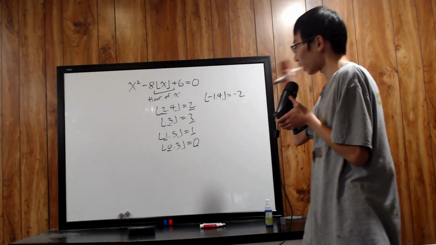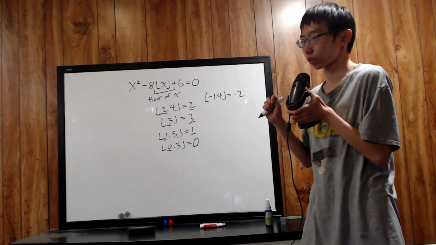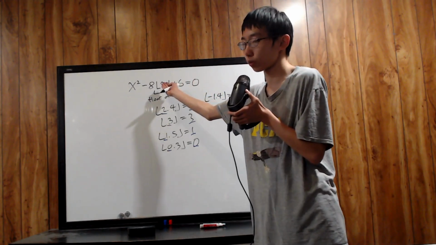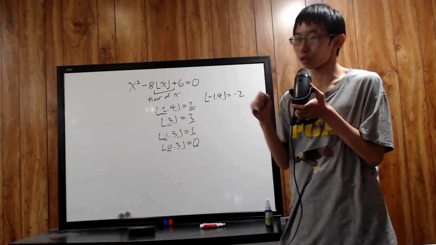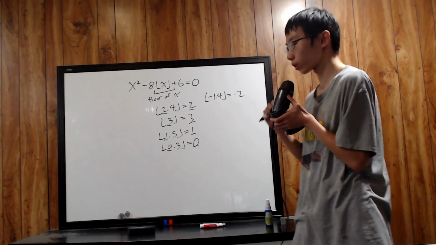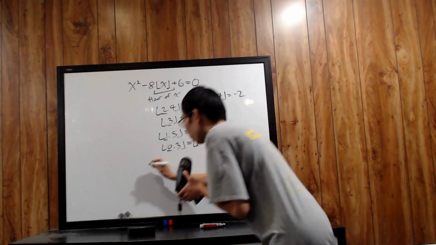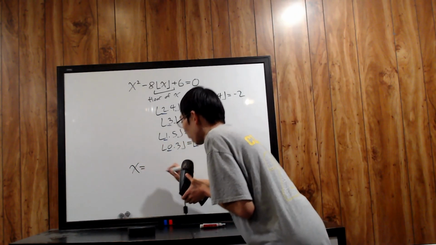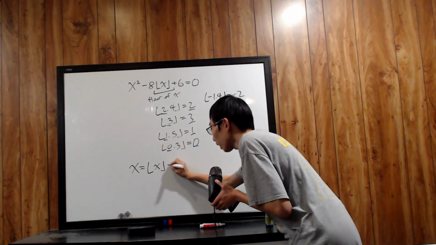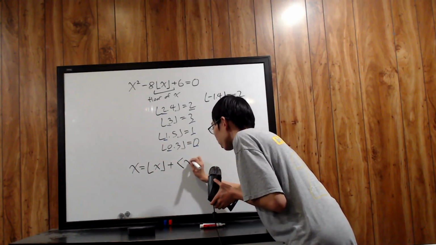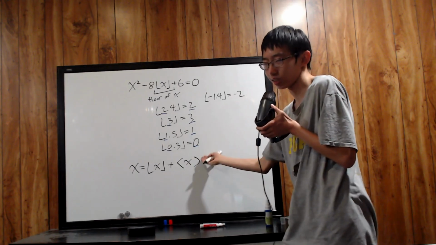So now that we know this, we might be shaking a little bit. How are we supposed to deal with this in our equation? Thankfully, there is a really good method for this. Observe that any real number x can be written as its integer part, so the floor of x, plus its fractional part. I'll denote that like this.